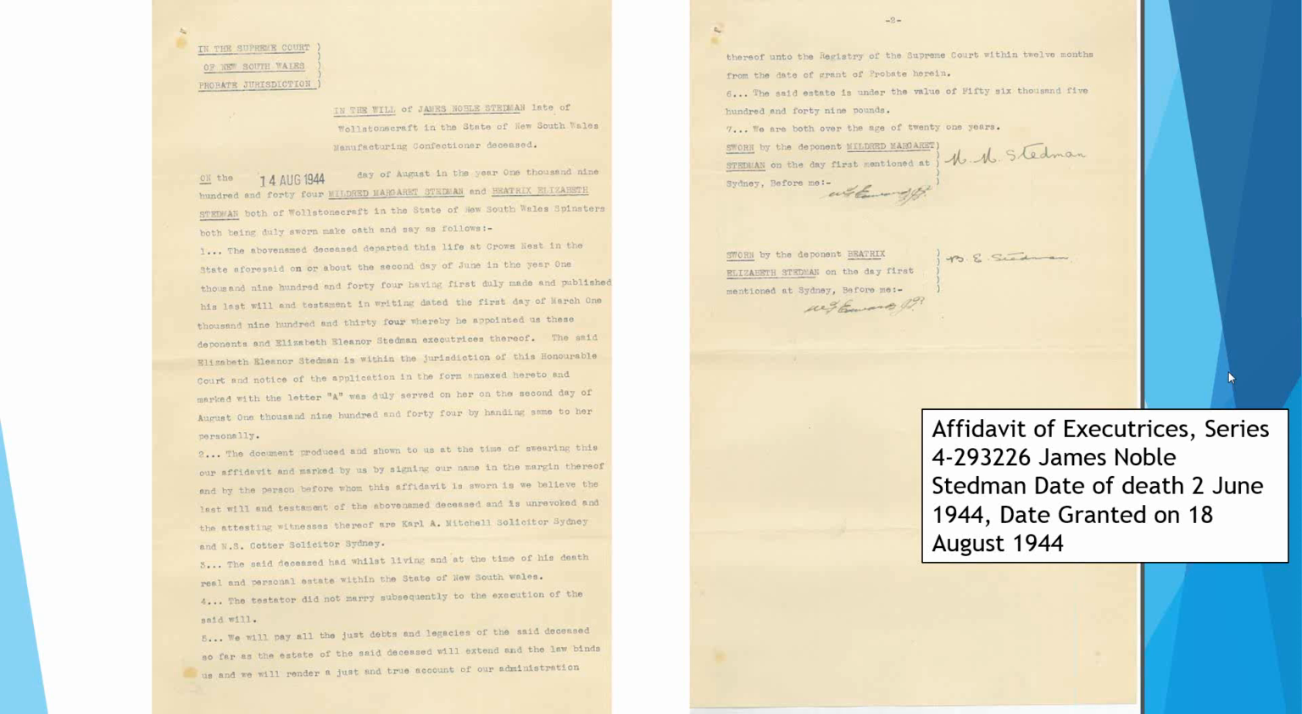The next document here is the affidavit of the executrices, in this case, not executors. So his 2 daughters, Mildred Margaret and Beatrix Elizabeth, were the executors. They swear that they believe that they've got the last will and testament, that James Noble had real and personal estate within New South Wales, and that they were going to pay all the legacies and debts owing from the estate.